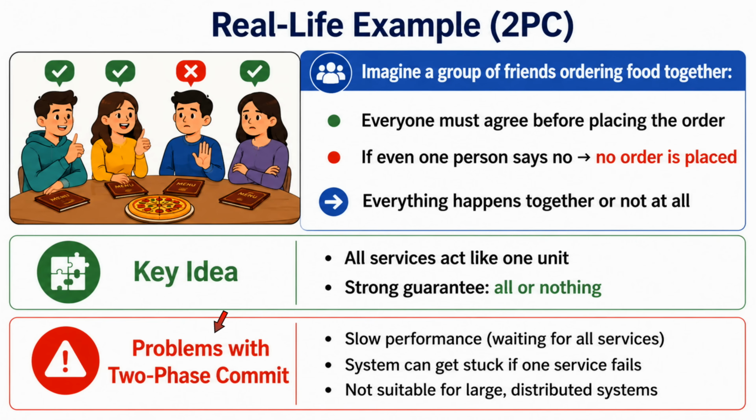Problems with two-phase commit. First problem. Performance becomes slow because all services must wait for each other. Second problem. The entire system can get stuck if one service fails or stops responding. Third problem. Large distributed systems do not handle this approach very well.